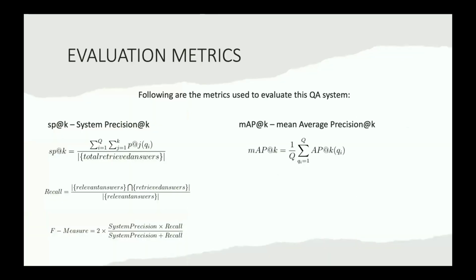And evaluation metrics. As our research question 2 goes, we have used system precision at K and mean average precision at K. K is the position of the answer. So we have used these two major metrics to evaluate and decide how many answers should be displayed on the user interface. And we also evaluated this particular experiment with recall and F measure metrics.